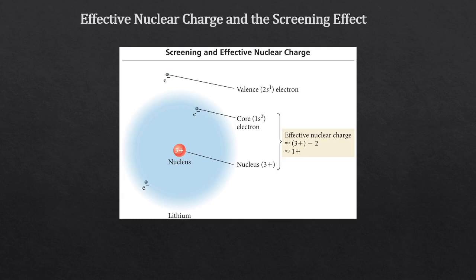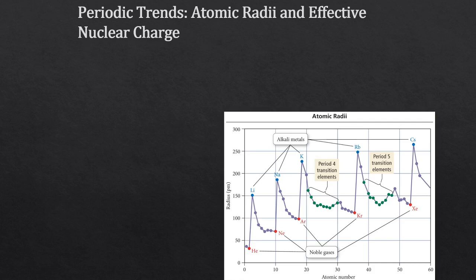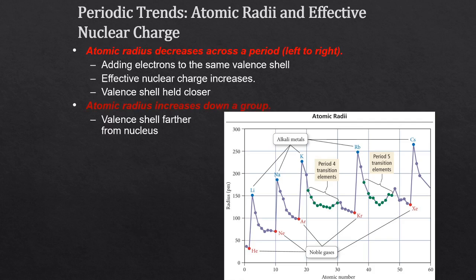This will help us understand some of the patterns when it comes to size as we look at this. So what is the periodic trend as it relates to atomic radius and effective nuclear charge? The atomic radius decreases across a period going left to right. This means that as you add electrons to the same valence shell, the effective nuclear charge increases. For example, lithium had only 1 valence electron. It only felt like there was 1 proton in the nucleus.